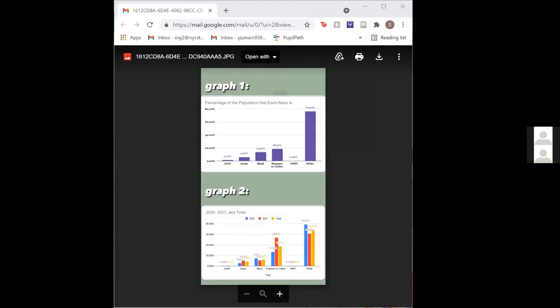In my second graph, I show the percentage of total tests that each racial group had in 2020, 2021, and overall. We see that the percentage of tests was unequal to the percentage of the population in most of the racial groups and years, with the exception of the Native Hawaiian Pacific Islander population overall and in 2020, as well as the Hispanic and Latino population overall and in 2020.